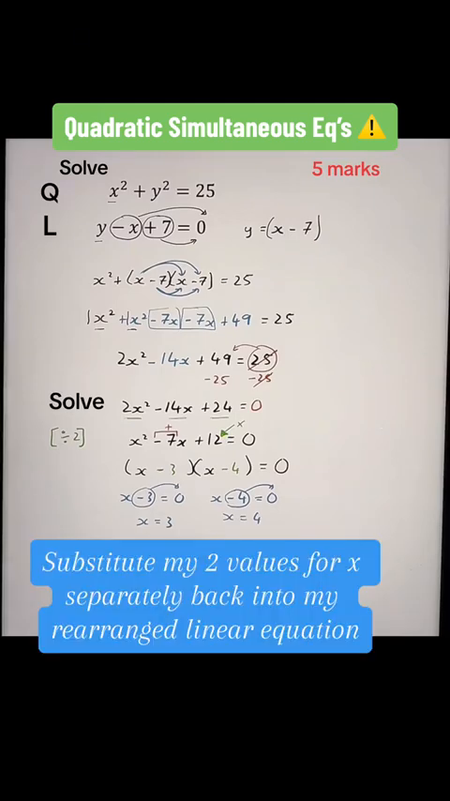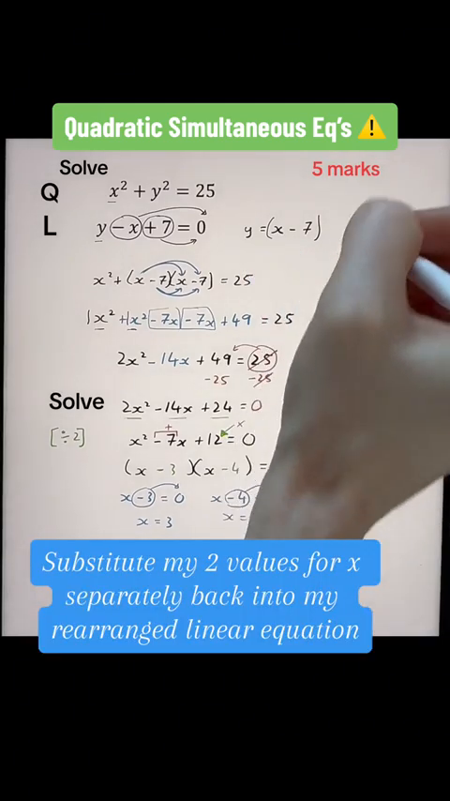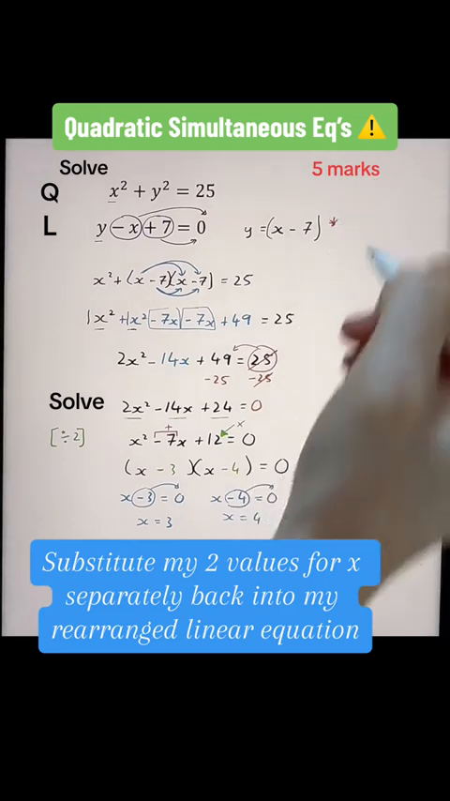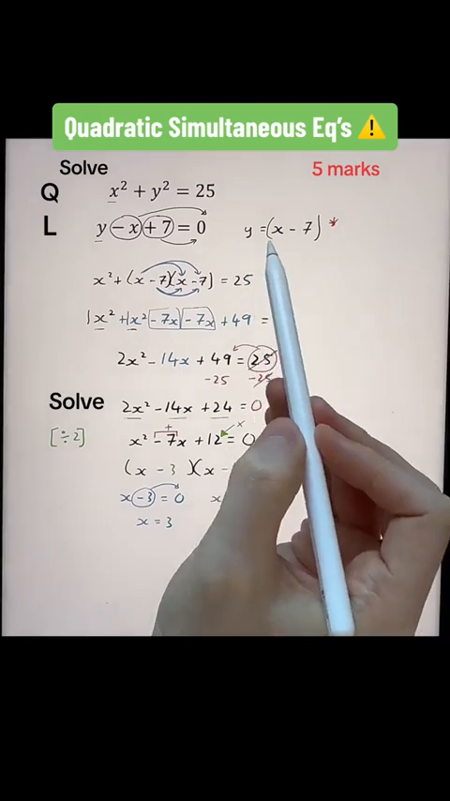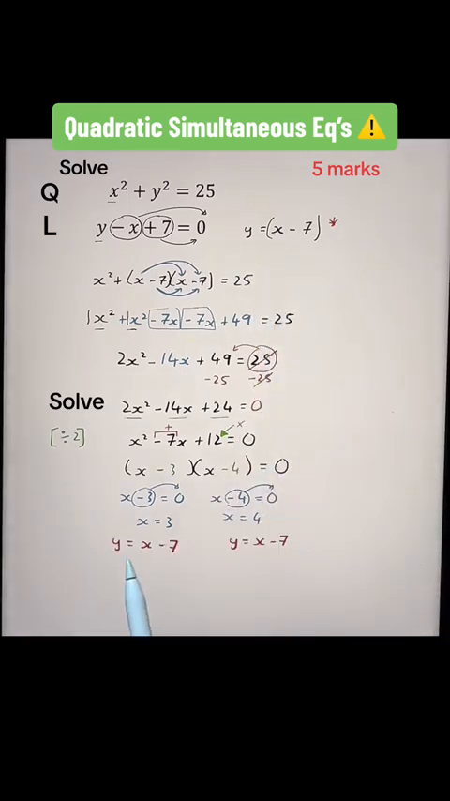I need to substitute back into my rearranged linear equation to find my two corresponding values for y. Here I know that y is equal to x minus 7. So I'm substituting for x, in this case when x equals 3. Therefore y becomes 3, and I've still got the minus 7. 3 take away 7 gives you negative 4. Repeating this process for when x equals 4, y is equal to 4, and I've still got subtract 7. 4 subtract 7 gives us negative 3.